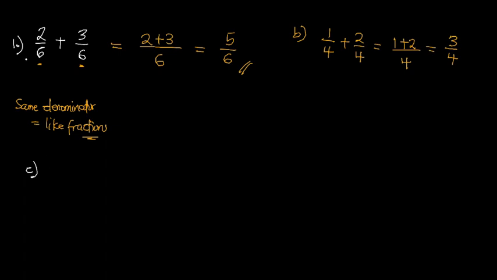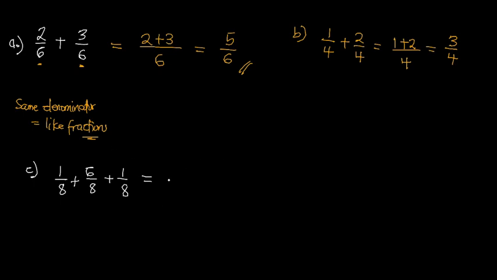So this is A, this is B, this is C. So C, we have 1 over 8 plus 6 over 8 plus 1 over 8 again. Now, whether we have 3 fractions, 4 fractions, 5 fractions, or even more, the moment they all have the same denominators, we maintain the denominator, one of them, and then we add the top ones.